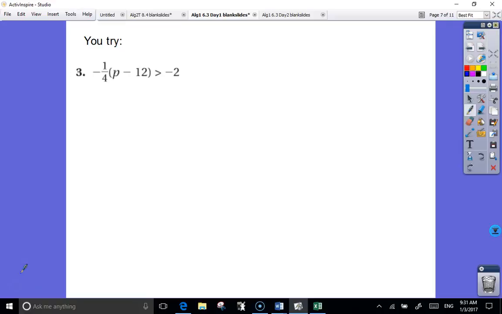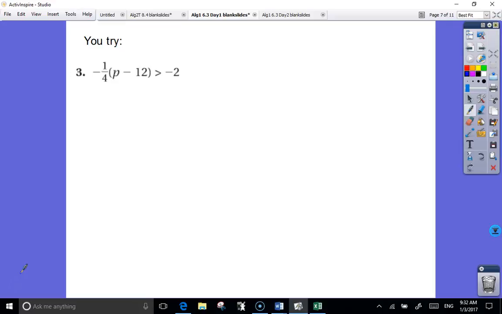What was the first step? Quiet. I mean, you could have done a couple different things on this one. Actually, I could think of 3 different ways to start this. What's one? Distribute. Or divide by what? Negative 1/4. What's another thing you could have done? Not as the first step. Adam.